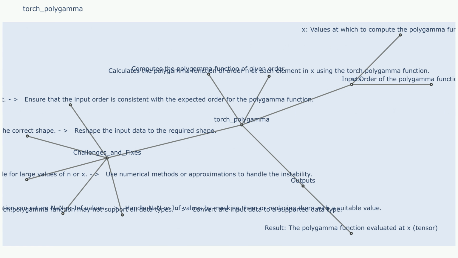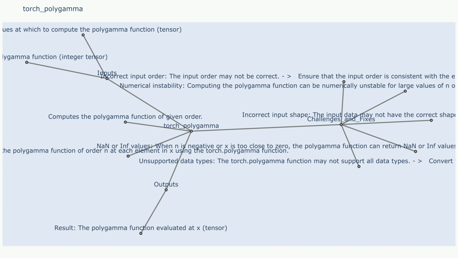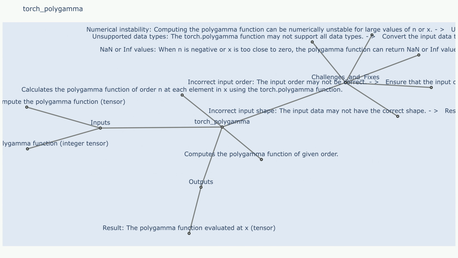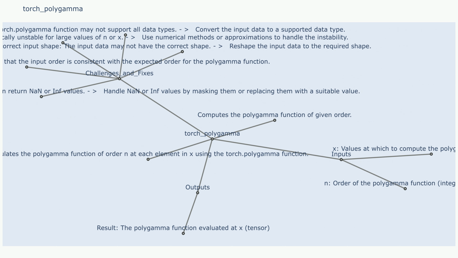Challenge 2: input values of x close to 0 or negative are not allowed, as the digamma function has poles at these points. Sample use case that resulted in challenge 2: torch.polygamma(1, -0.1). Fixes to challenge 2: the input x must be a positive real number.